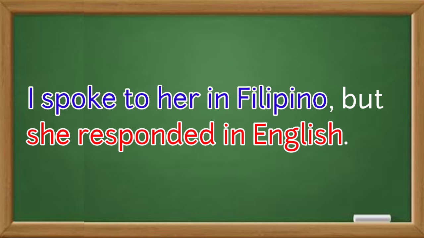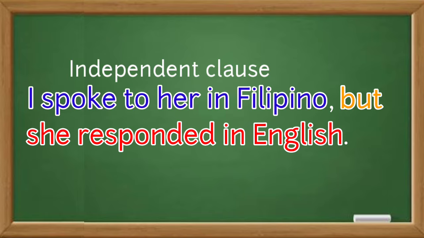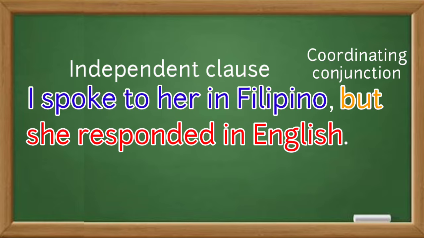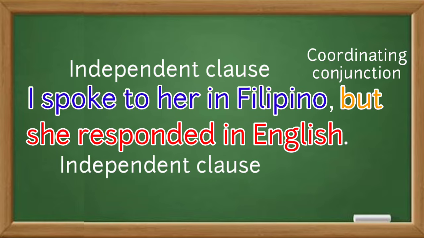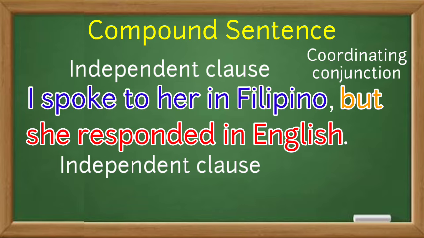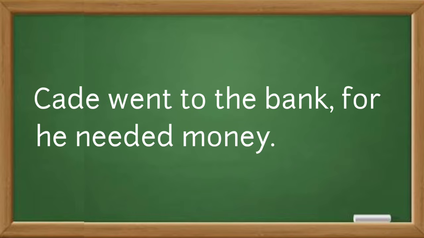And as you can see, these clauses are joined by the word but, which is the coordinating conjunction. Did you see the arrangement? Independent clause, then coordinating conjunction, then another independent clause. Right? That is why this whole sentence is a compound sentence. Is it clear? Okay, let us have another example. Cade went to the bank for he needed money.